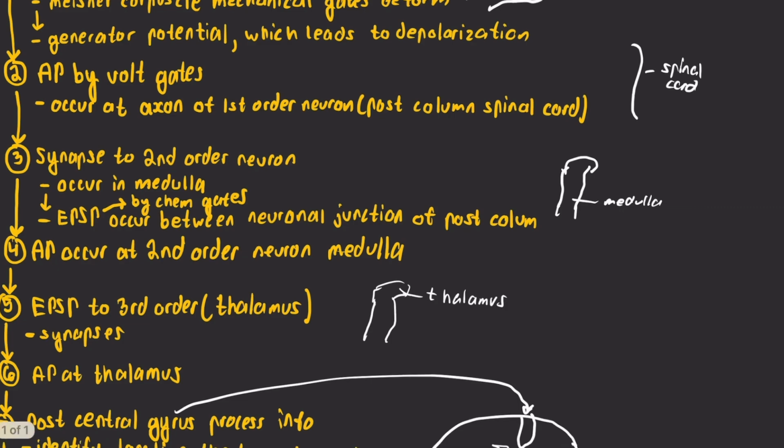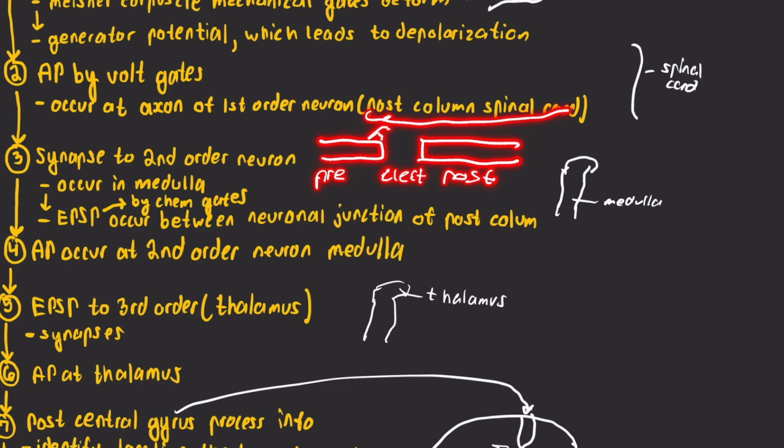Remember, we learned about the pre and postsynaptic potentials, right? Remember, this is the synaptic cleft in the middle. You have the presynaptic neuron and the postsynaptic neuron. So it's going from, let's say, the posterior column of the spinal cord over here to the medulla here. See, like 1, 2. It's sending from one to the other. Okay?